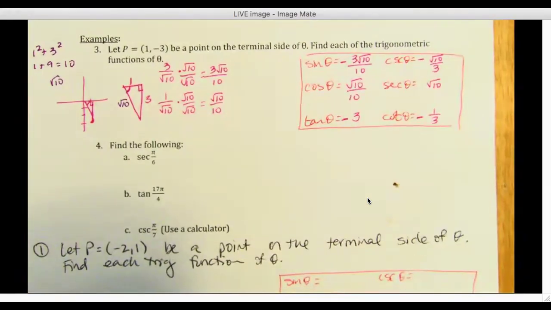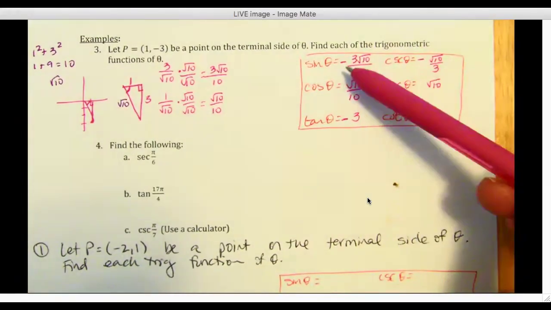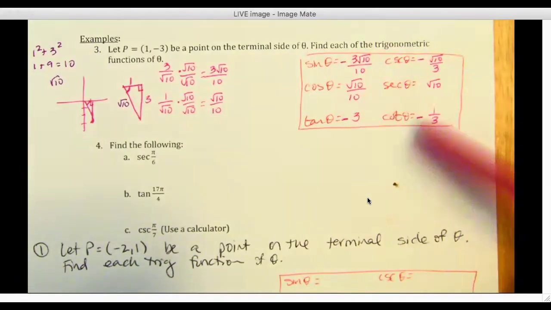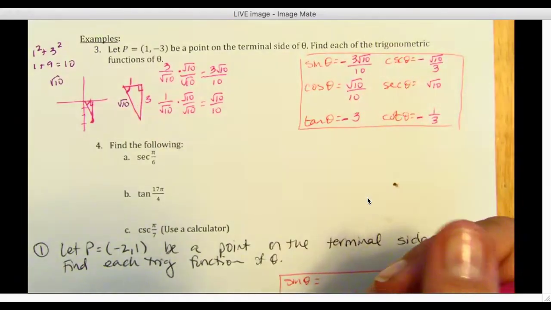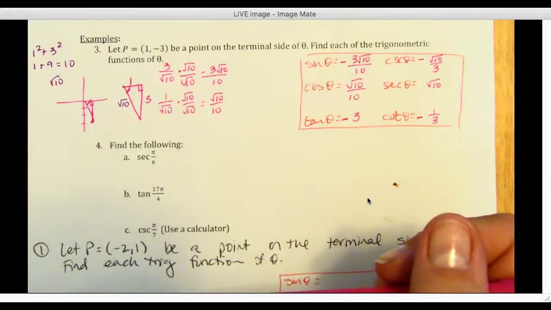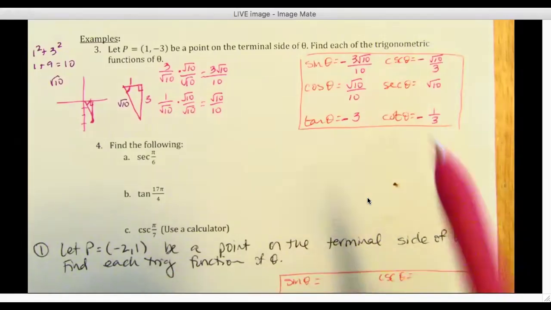So when we're doing these kind of problems, it's really helpful from the very beginning to label which ones are going to be negative, which ones are positive. And then we can use our reference angle and create a triangle there and then evaluate from the triangle.